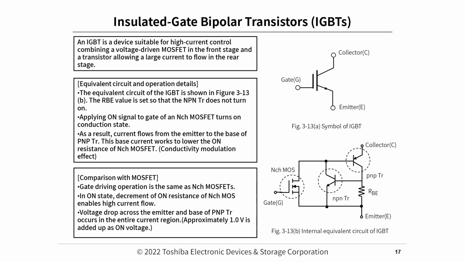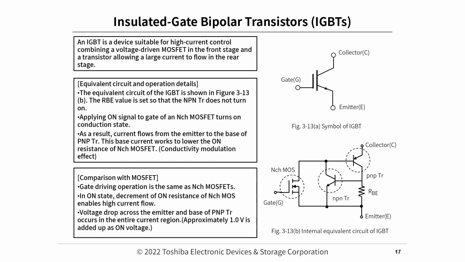Insulated gate bipolar transistors, IGBTs. An IGBT is a device suitable for high current control, combining a voltage-driven MOSFET in the front stage and a transistor allowing a large current to flow in the rear stage. Equivalent circuit and operation details.